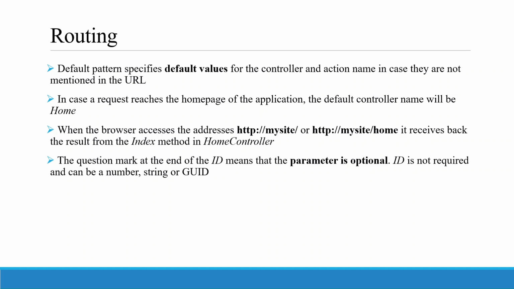The question mark at the end of the ID means that the parameter is optional. ID is not required and can be a number, a string, or a GUID. What is a GUID? It's actually the short name for global unique identifier. It's basically an ID that uniquely identifies a parameter.